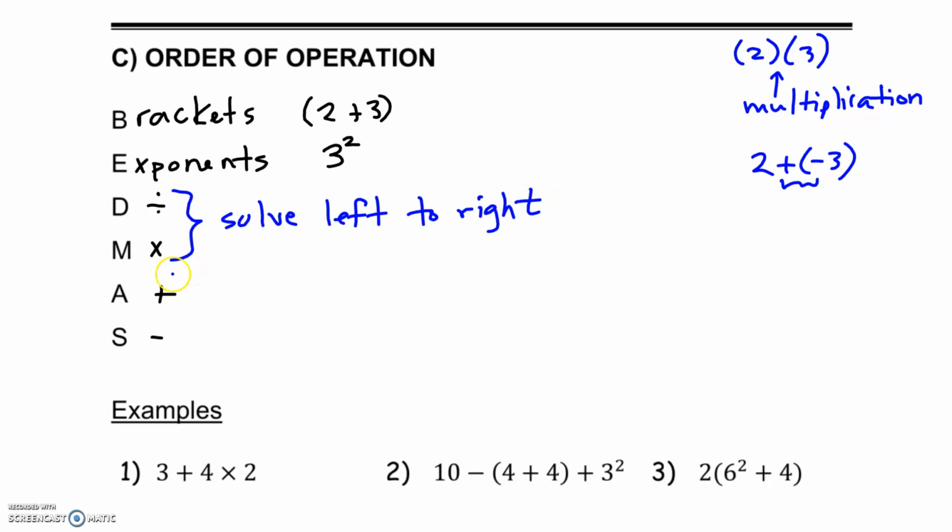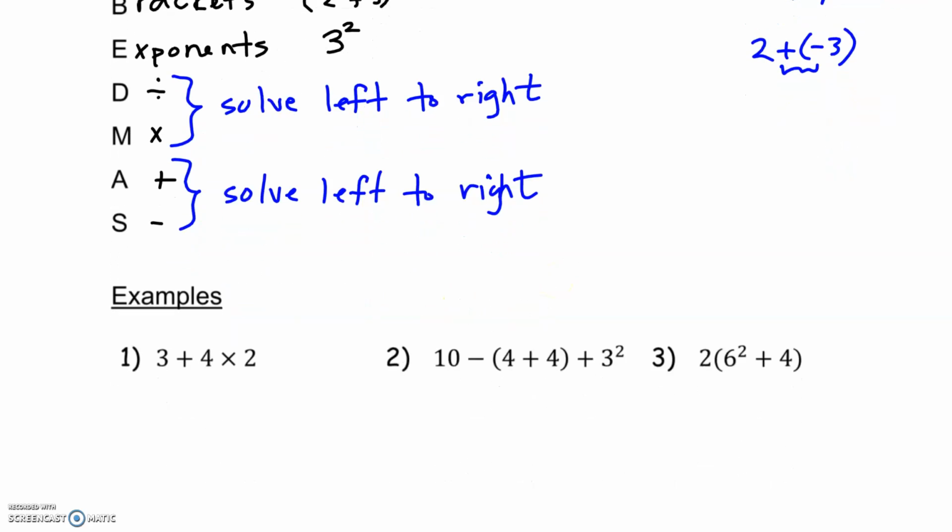When I have a question with only adding and subtracting, same thing. And that's in a row. Solve left to right. All right, let's take a look at our first example.